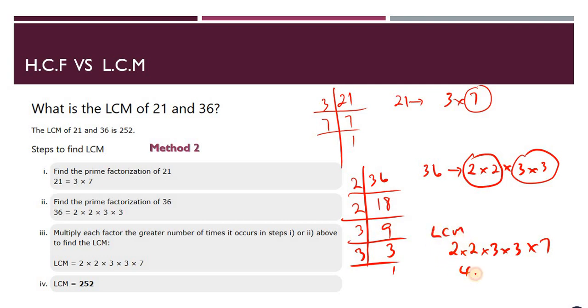2 2s, that's 4. 3 3s is 9, times 7. 4 times 9 is 36. And 36 times 7 is equal to 252.